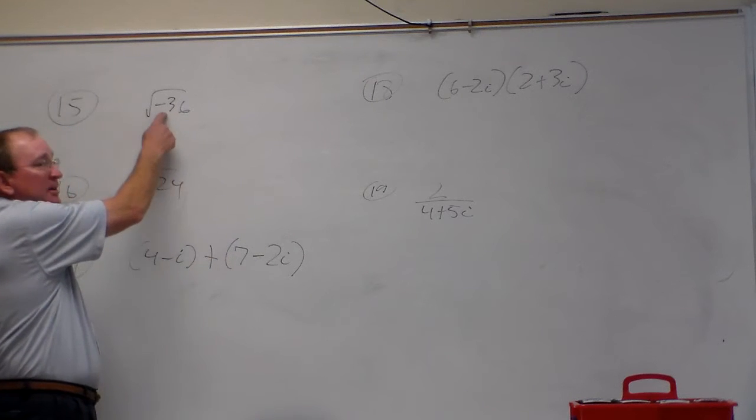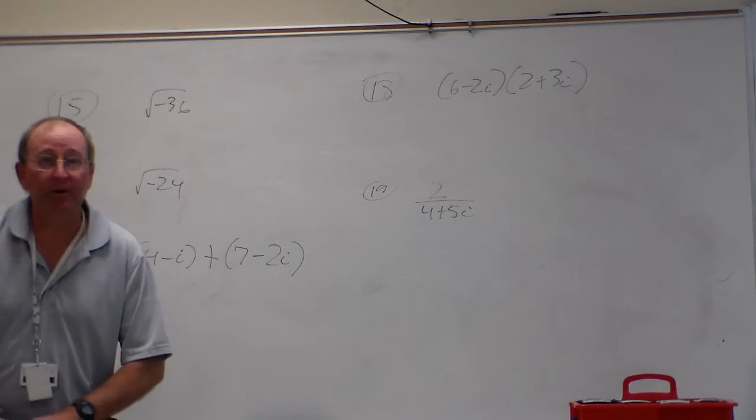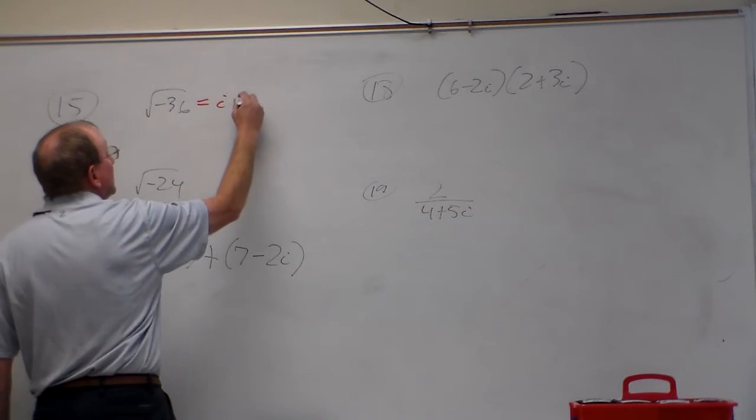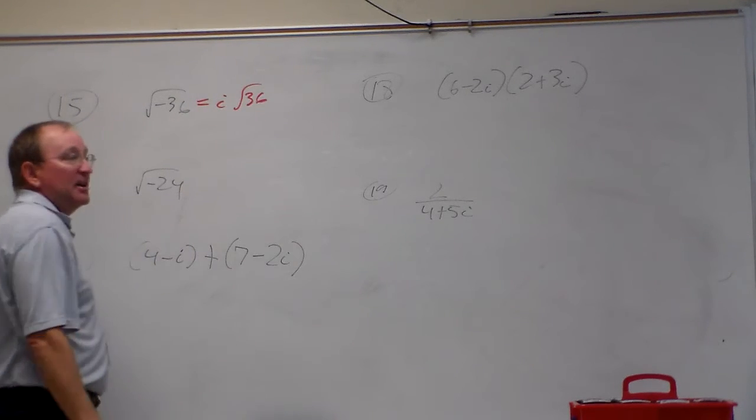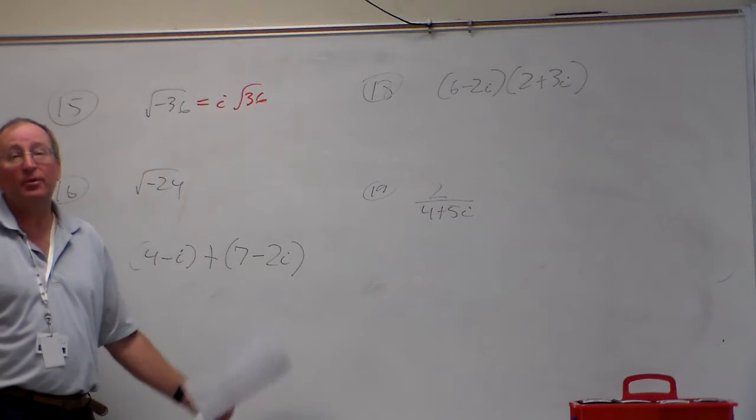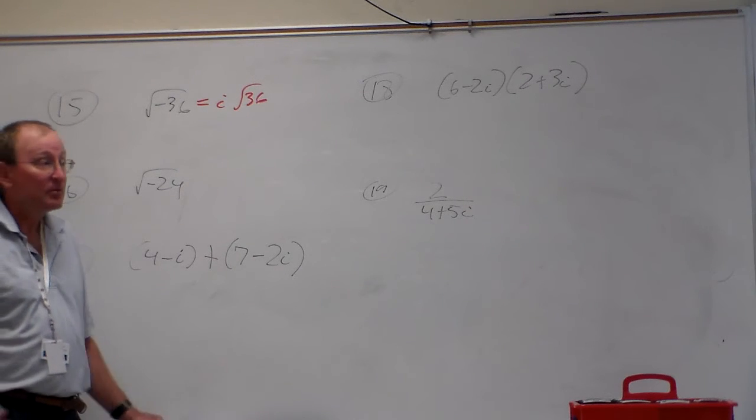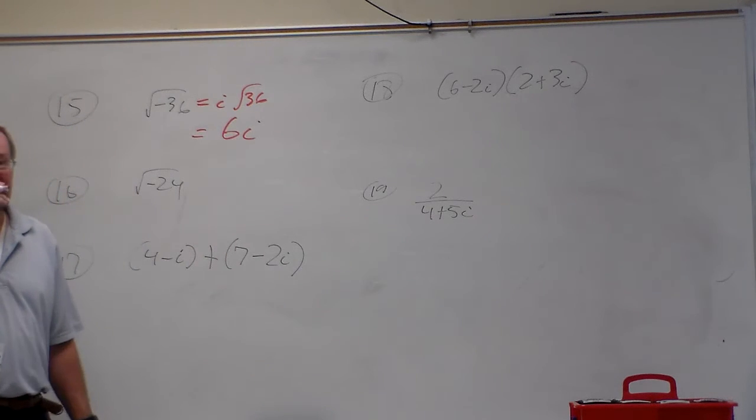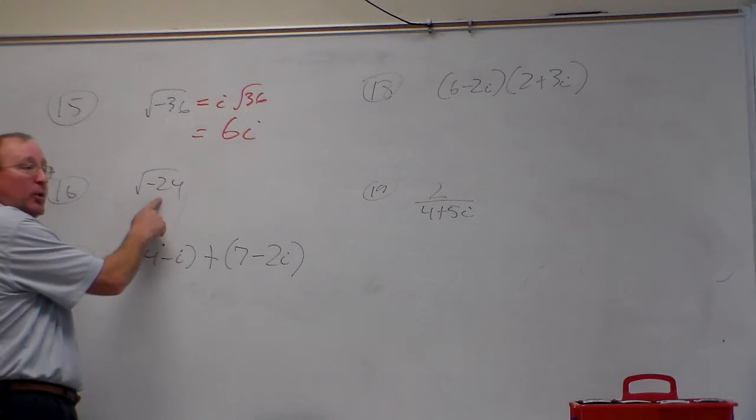I look up here, is it possible to have a square root of a negative number? No. So all you do is this. Pull the i out in front. That's it. Get rid of the negative, pull the i out. And can you square root 36? Yes. So this answer is just 6i. That's it.